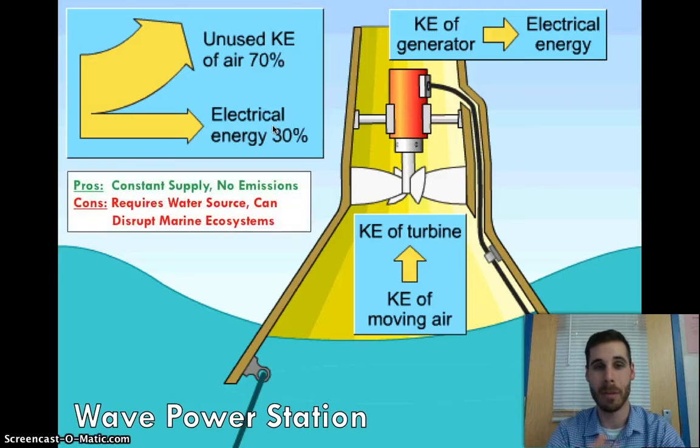So that's wave power. Now a couple pros and cons here. The pro is that we have a constant supply because we're not going to run out of waves anytime soon unless the moon explodes or something. And if that happens, we have bigger problems to worry about than the fate of our wave power stations. And also there are no emissions because since this is happening in water, there's no burning happening. A couple cons.